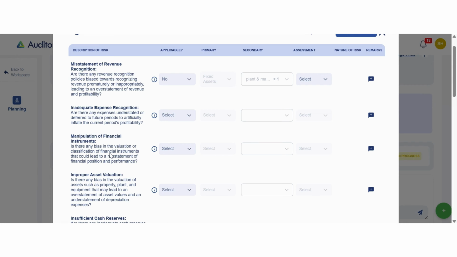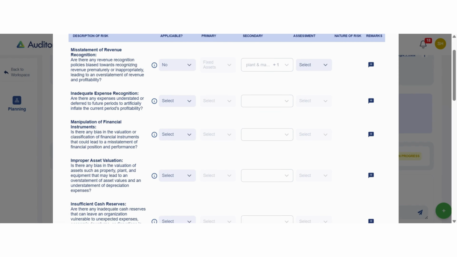A manipulation of financial instruments. Is there bias in valuation or classification of instruments that could misstate performance? Improper asset valuation. Is there bias in valuing property, plant, and equipment that overstates asset values and understates depreciation?